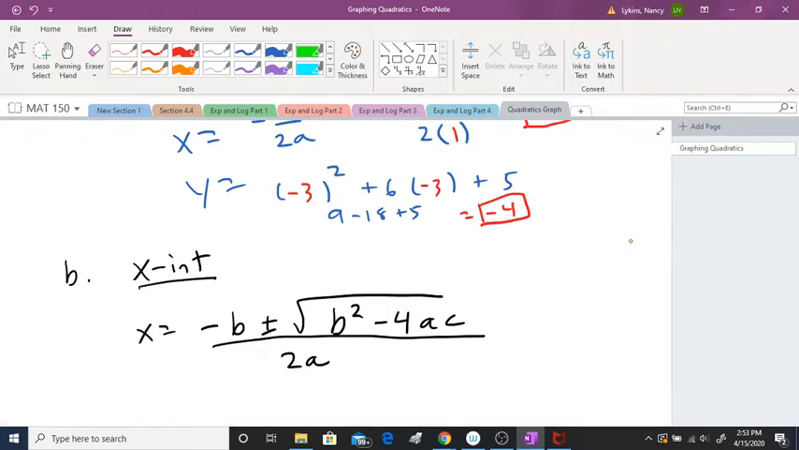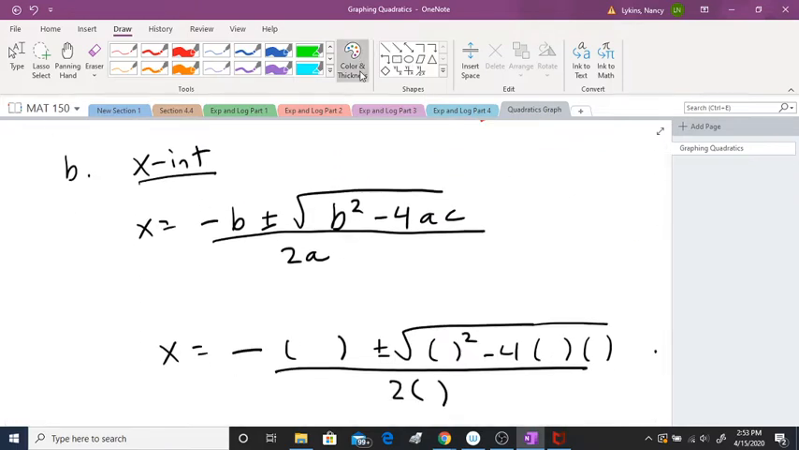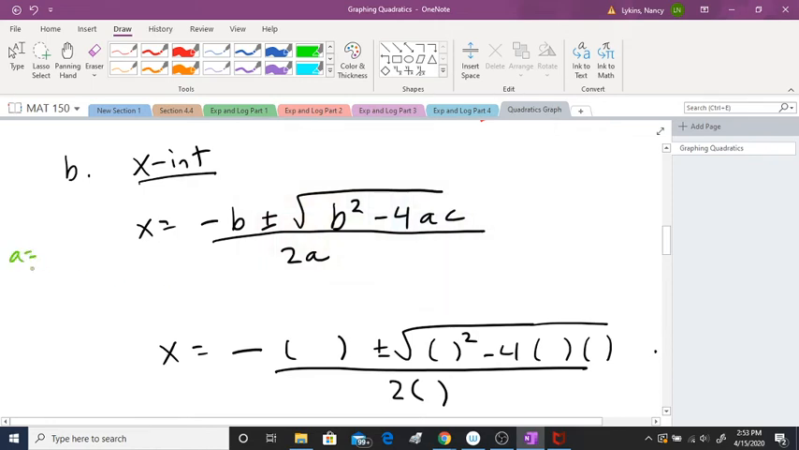Okay, so here's our quadratic formula. It's minus b plus or minus the square root of b squared minus 4ac over 2a. So now what I need to do is plug in the values of a, b, and c in this quadratic formula. So my a was 1, my b was 6, and my c was 5.